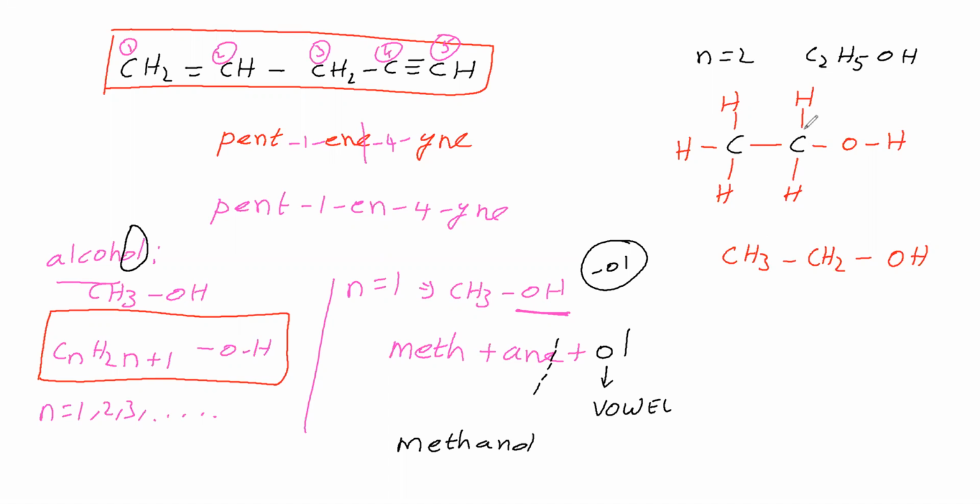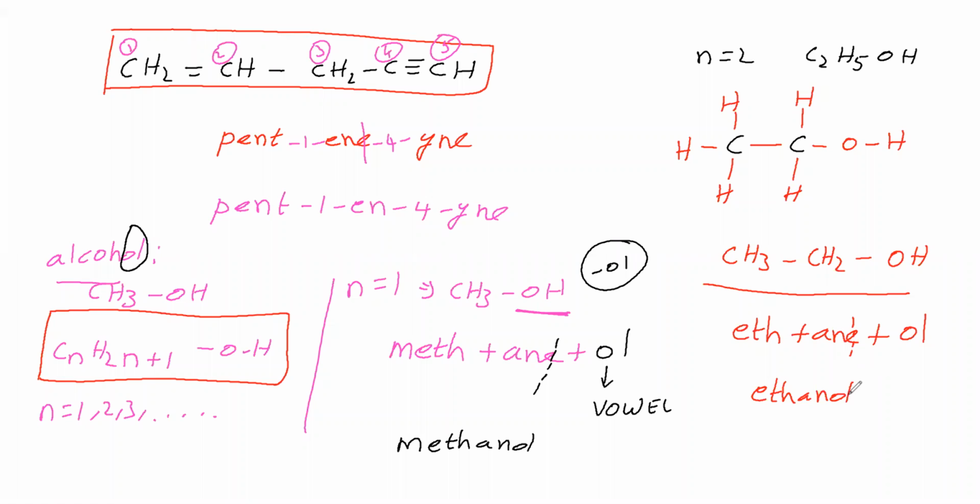Now, what is the IUPAC name? The parent chain contains two carbon atoms, with a carbon-carbon single bond, therefore the primary suffix is ane, and OH is alcohol, therefore the secondary suffix is ol. In the secondary suffix the first letter is a vowel, therefore in the primary suffix the last letter e is dropped. So the name of this compound is ethanol. Ethanol is the IUPAC name.